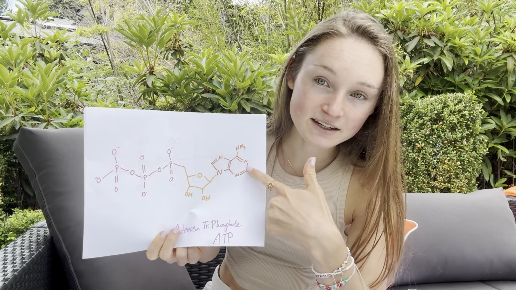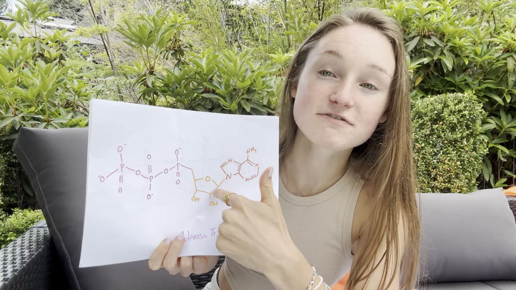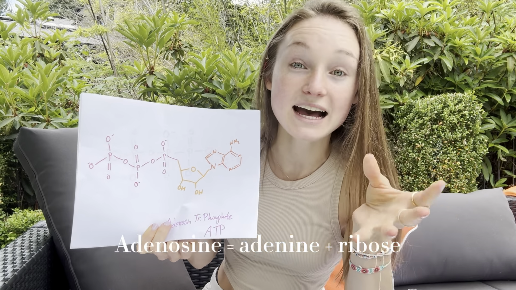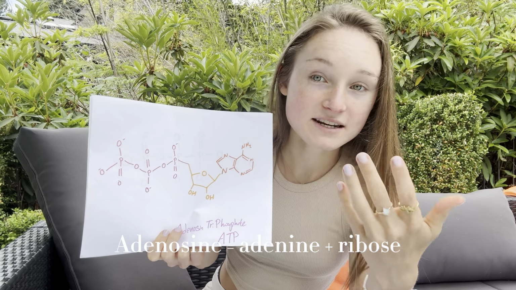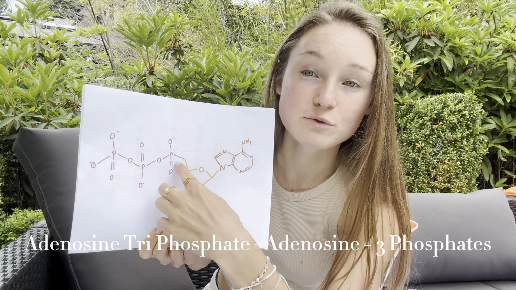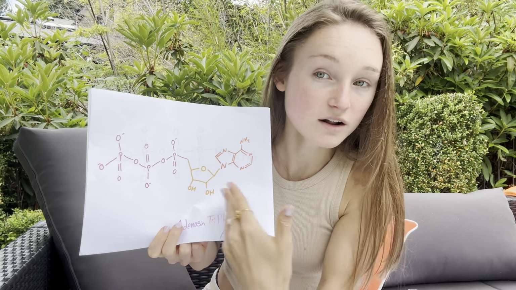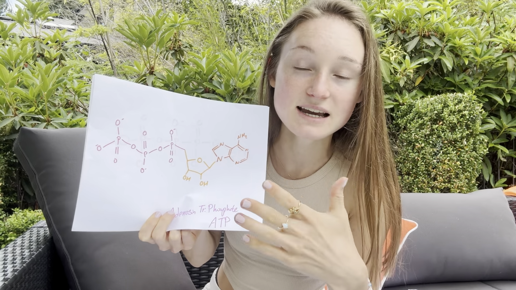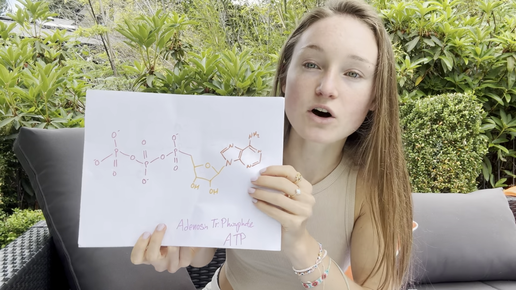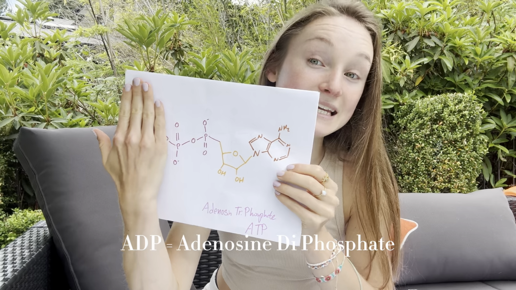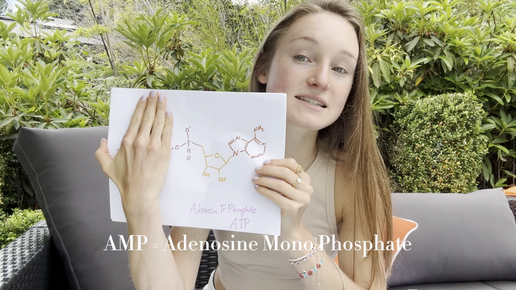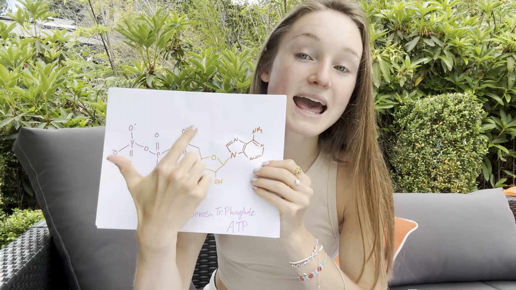This is adenine and this is ribose. This is a 5-carbon sugar. Adenine plus ribose is adenosine. And then adenosine triphosphate is the adenosine molecule with 3 phosphates attached. So altogether, this is ATP, adenosine triphosphate. This molecule can also exist as ADP, adenosine diphosphate, or AMP, adenosine monophosphate.